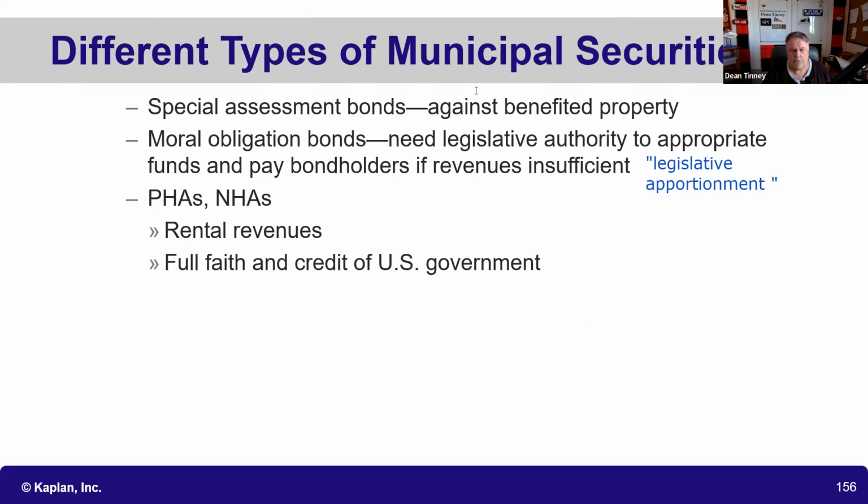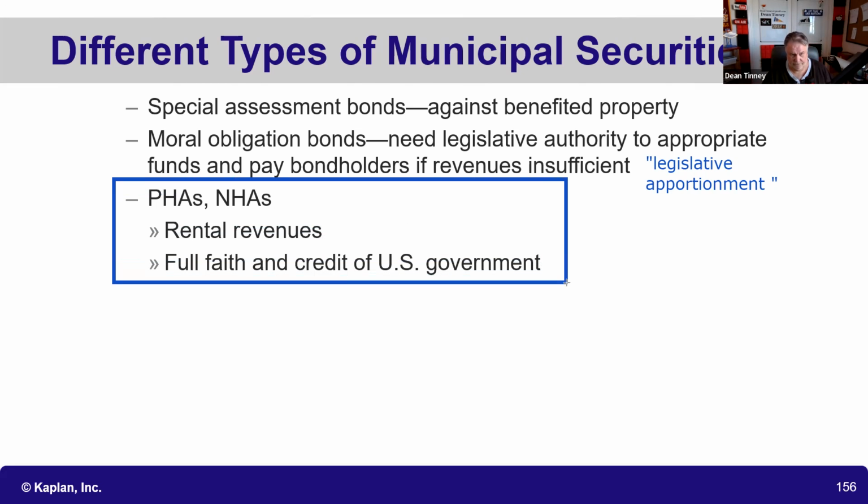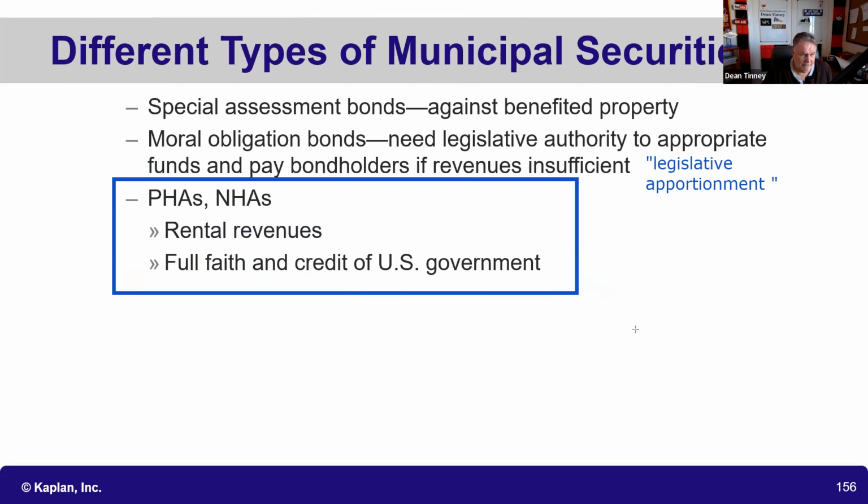Now, the last one we want to talk about is neither fish nor fowl. I wouldn't really actually put it in this category, but it's low-income housing: public housing authority bonds, or national housing authority bonds. I say, hey, doctor, how about buying the public housing authority bonds or national housing authority bonds? You can collect some tax-free interest. And you say, well, Dean, I'm worried that people can't pay their rent. I said, well, you don't need to worry about people paying their rent.